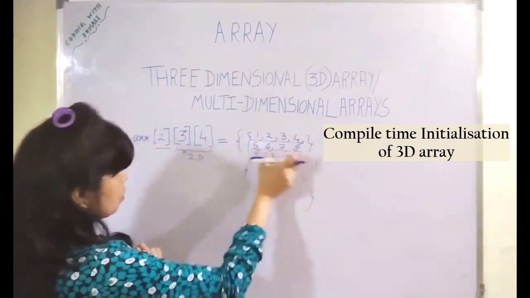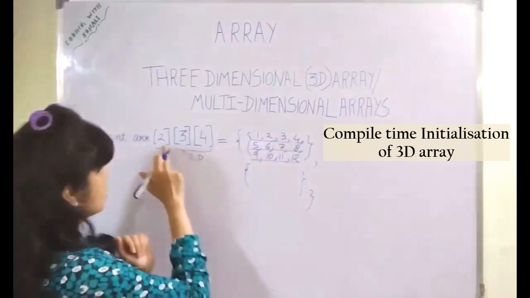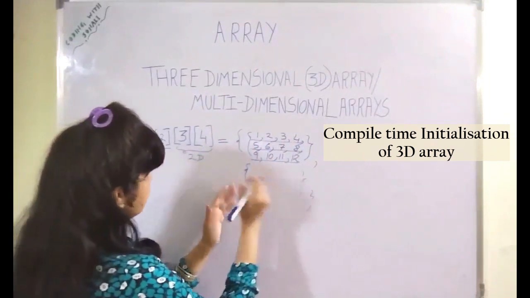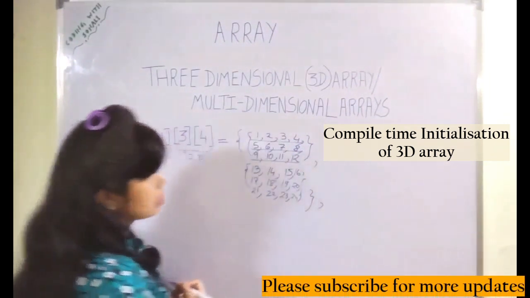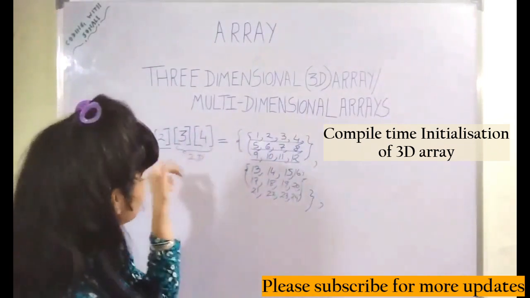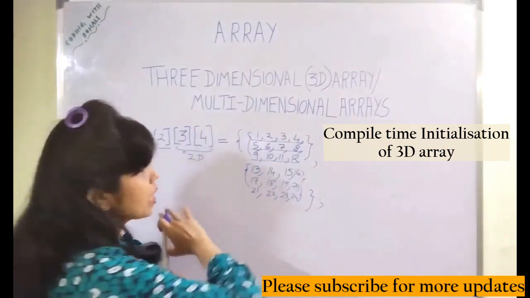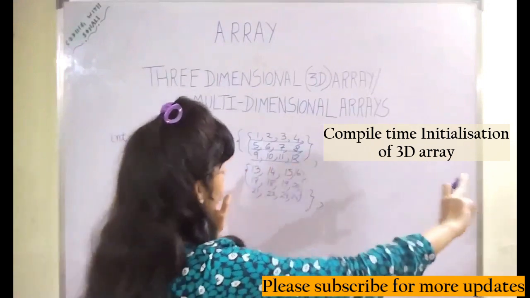So one element I have already represented as a 2D array, and one more element will be there. Let's initialize in this manner, and here a semicolon. This is how we are initializing the 3D array. I can also give all these values in one line itself.